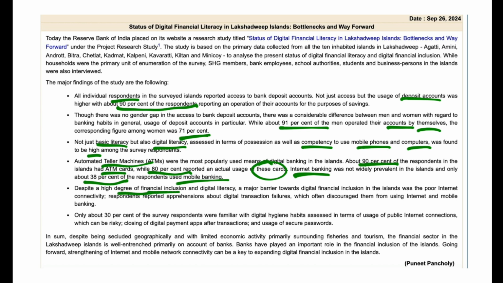Despite a very high degree of financial inclusion and digital literacy, a major barrier towards digital financial inclusion was the poor internet connectivity. But now things are improving because we have this optic fiber cable between Lakshadweep and Kochi, Kerala, that is coming up. So all these things will improve the internet connectivity. Because of the lack of internet connectivity, that is a major barrier in the digital financial inclusion. And 30% of the survey respondents were familiar with digital hygiene habits, which means how you can keep yourself safe. For example, how to use the public internet connection. I mean, cyber security, they were not very aware of that. Only 30% people, they did the internet in such a manner that they are not in any trouble.